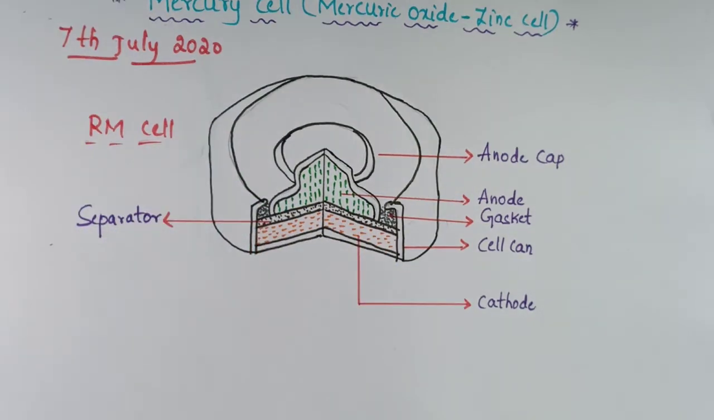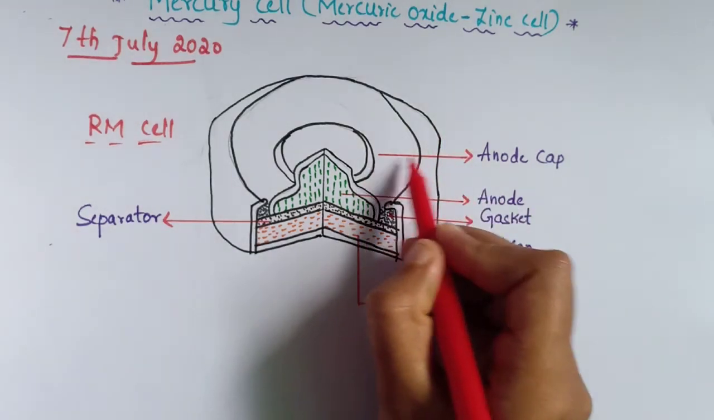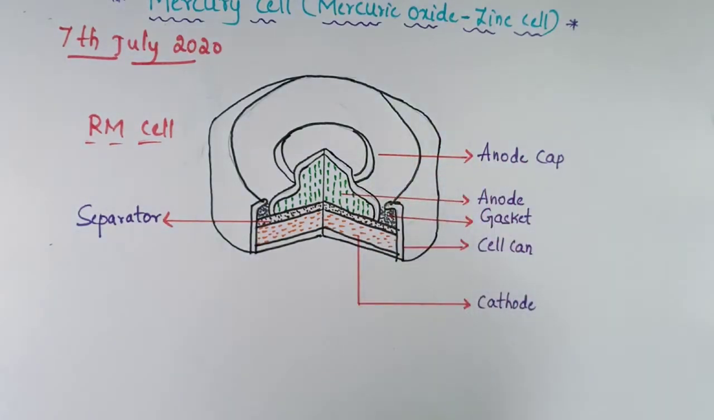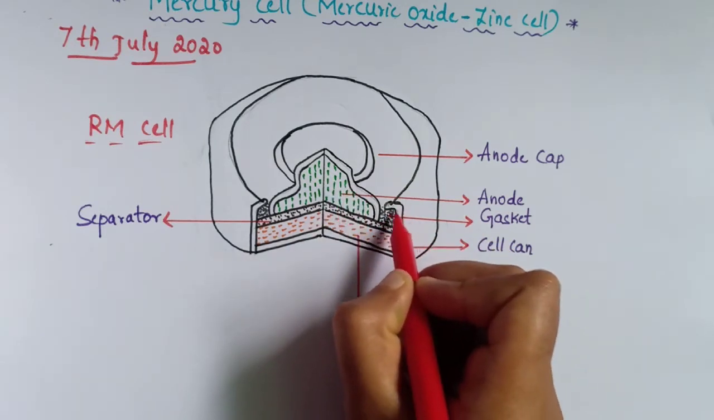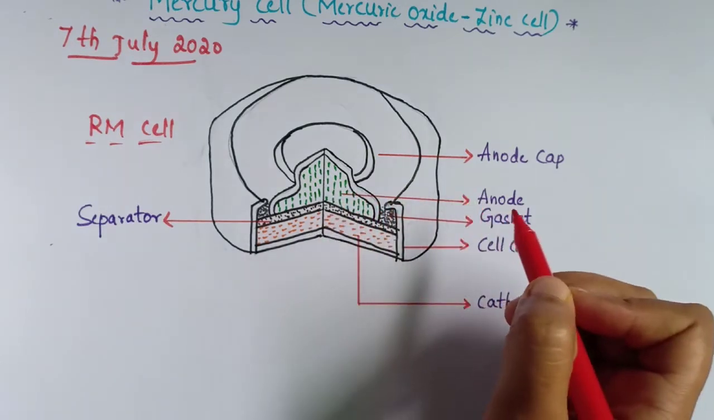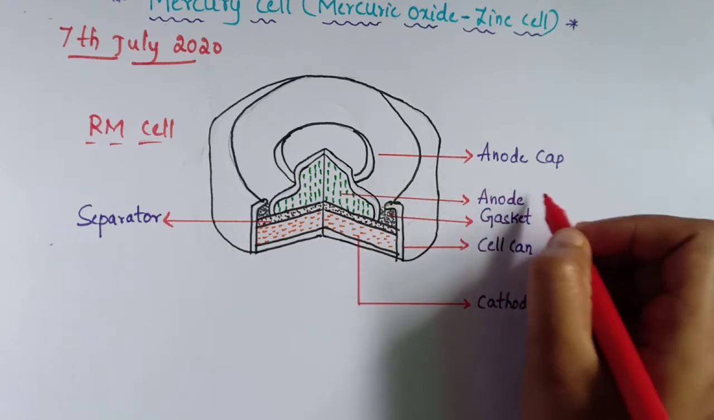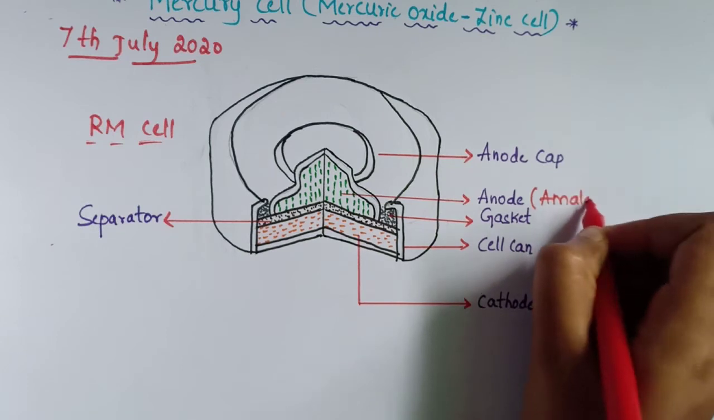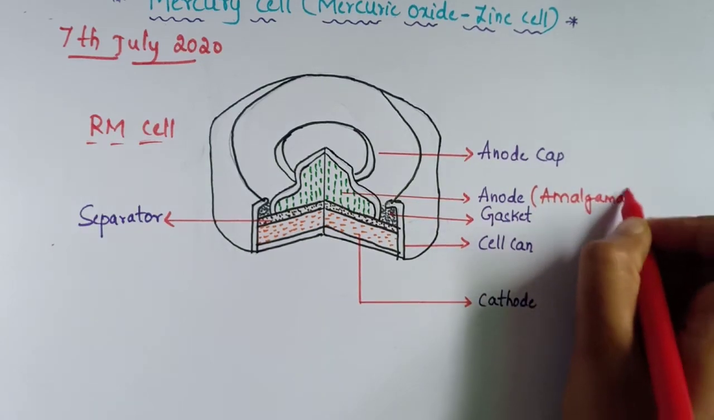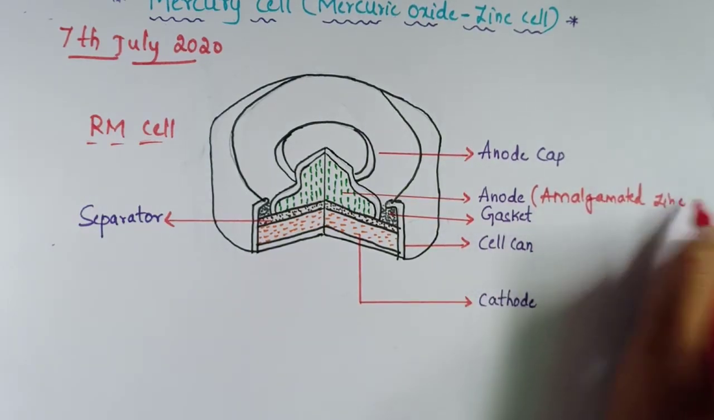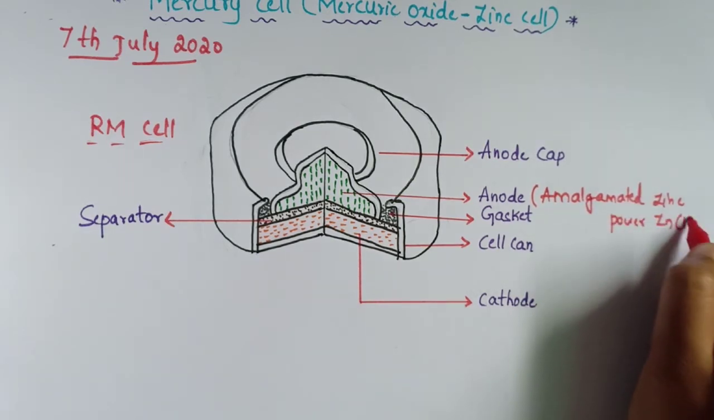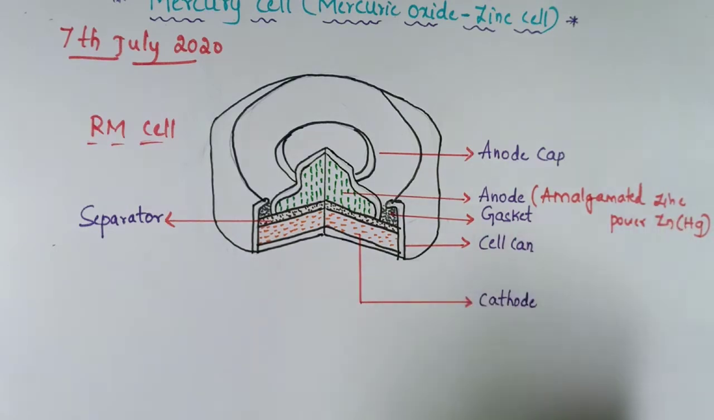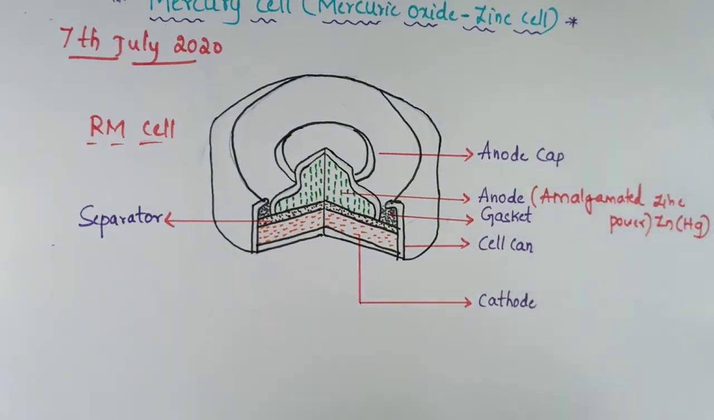And see this diagram here. Here it is the anode cap and it is the anode. Here is the gasket. Here the anode is amalgamated zinc powder, that is amalgamated zinc powder. That means zinc is present with the mercury. It is amalgamated zinc powder.